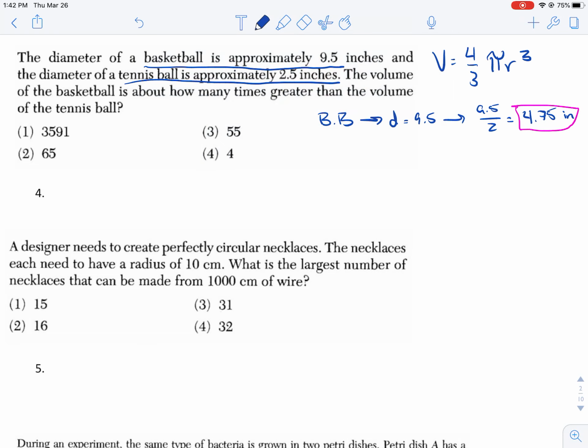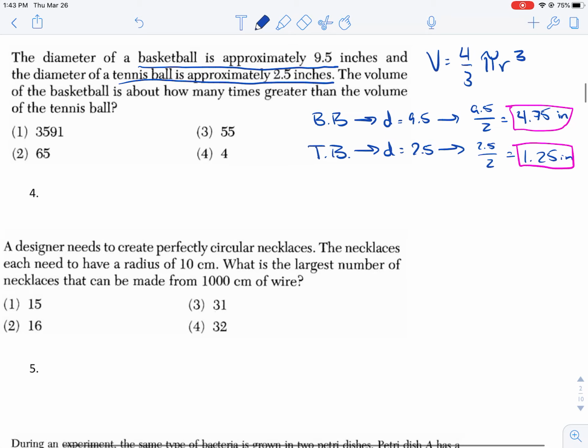So, the tennis ball has a diameter of 2.5 inches. So take 2.5, divide that by 2, and you get 1.25 inches. And so that is the radius of our tennis ball. And all we have to do is just plug all that information in, okay? So right now we're just looking for the volume. We're still not answering this question yet, right? But we'll get there.